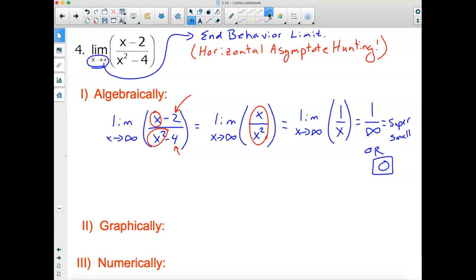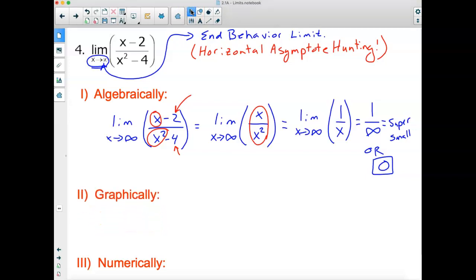So my infinite limit, it's an end behavior limit. I'm looking at my target value there. I'm comparing my powers. I'm horizontal asymptote hunting, and after I compare the powers here, I reduce those powers to here, then I plug in infinity and I think about it: 1 over something super, super big, getting bigger and bigger and bigger, goes to 0. That's why the asymptote's 0 when it's big in the bottom.